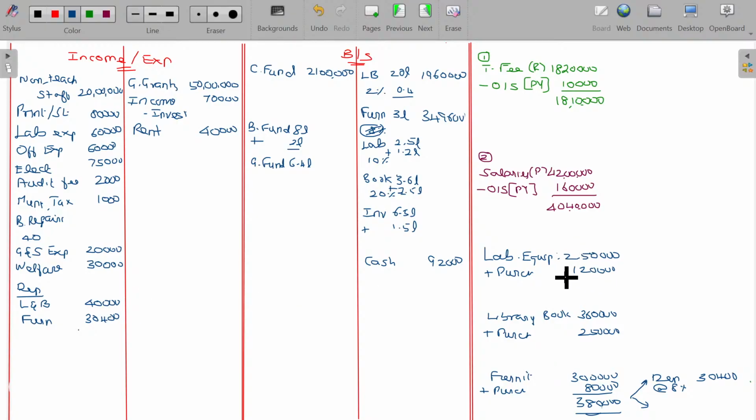And laboratory equipment, 3,70,000 rupees. Now depreciation on this is 10%, 37,000 rupees. Lab equipment depreciation 37,000. The balance being 3,33,000.